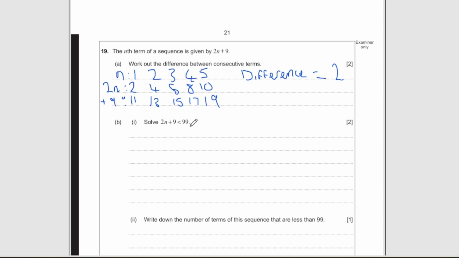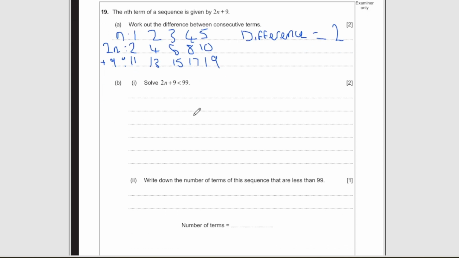Solve 2n plus 9 is less than 99. This is just like solving an equation, but instead of an equals, you've got a less than sign. So when we solve an equation, we work backwards. First thing we do is we take away 9. That would leave us with 2n is less than 90.